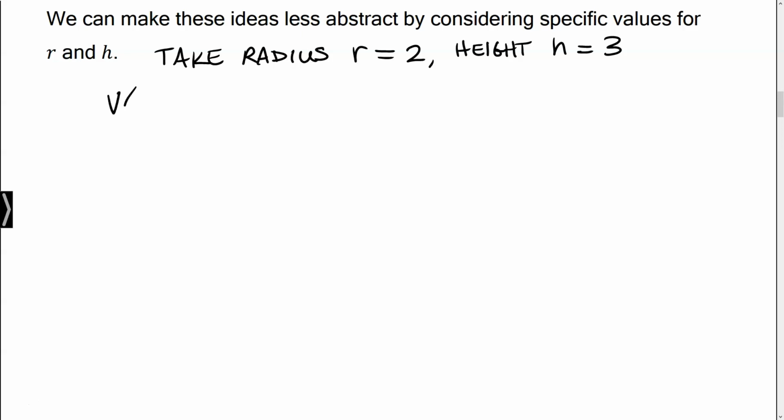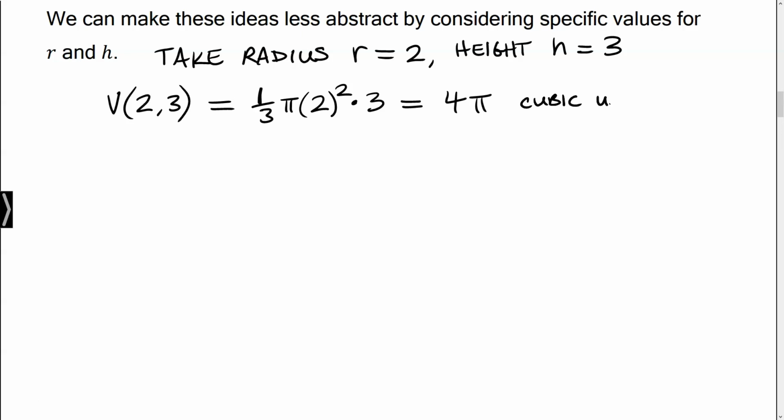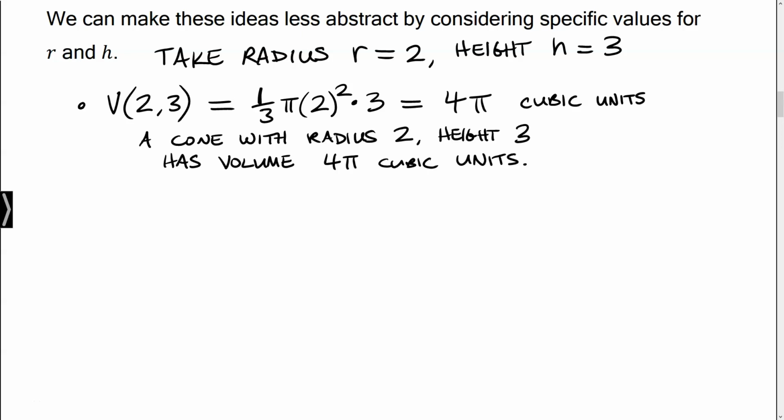So what is V of 2, 3? Well, since the volume is 1/3 pi r squared h, it's going to be 1/3 pi 2 squared times 3. That's going to give us 4 pi. Let's put some units to this. It would be cubic units, say these are all measured in the same units. So what exactly does this mean? The interpretation is just saying that a cone with radius 2 and height 3 has volume 4 pi cubic units. All right, so that's one thing to note.